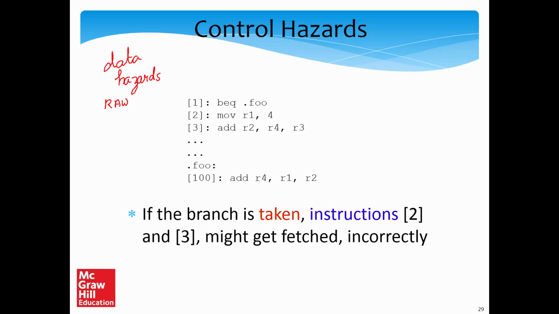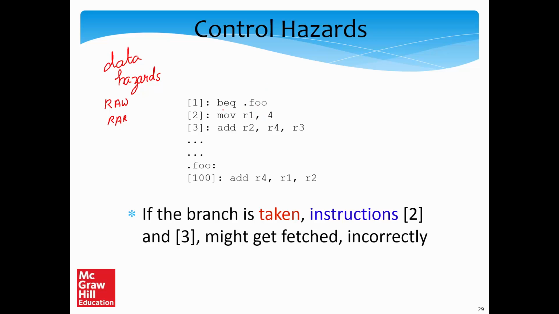And the RAR situation is not a hazard because you have one read and one more read after that to the same register. In an advanced pipeline also they can overtake each other, there is no problem. As long as a write is not involved, there is no problem. So these are the kinds of data hazards. Now we can have another kind of hazard called a control hazard, which we shall see now.